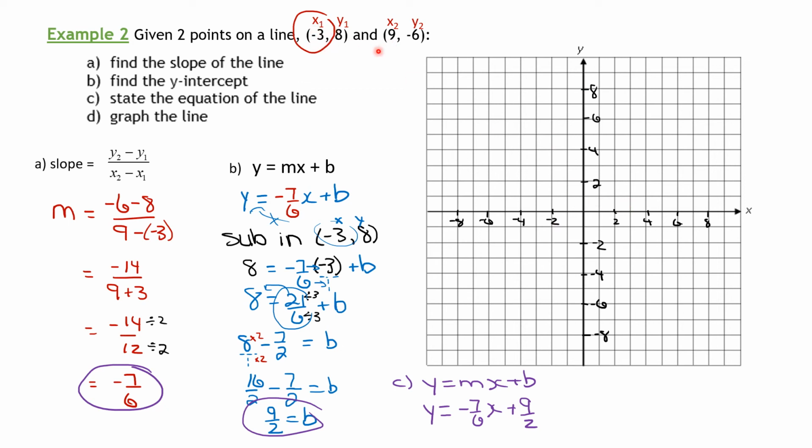I'm going to put these points on. I'll use red, negative 3 and 8. Put a dot right there for negative 3 and 8. And 9 and negative 6, so I go across 9 units to the right, and then I go down 6 units. 9 and negative 6 is there. So I'm going to draw a line between that, and then when I'm done, I'm going to show you how to check with this part here.